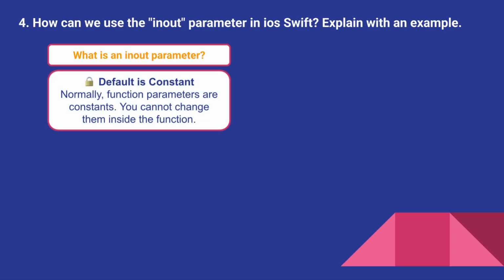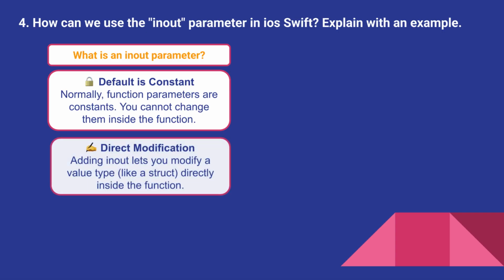Normally, when you pass a value into a function, it is completely locked as a constant. You cannot change its value inside the function. But if you add the inout keyword, it lets you modify a value type like a struct directly inside the function. By the way, if you want to know more about how we use the mutating keyword to change structs, I explained that simply in our iOS interview questions part 2 video. Be sure to check that out.